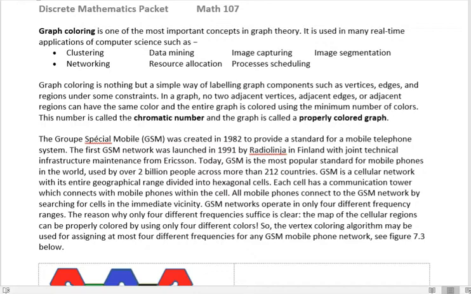Graph coloring is nothing but a simple way of labeling graph components, such as vertices, edges, and regions, under some constraints. In a graph, no two adjacent vertices, edges, or regions can have the same color, and the entire graph has to be colored using the minimum number of colors. This number is called the chromatic number, and the graph is called a properly colored graph when it's been colored using the minimum number of colors.